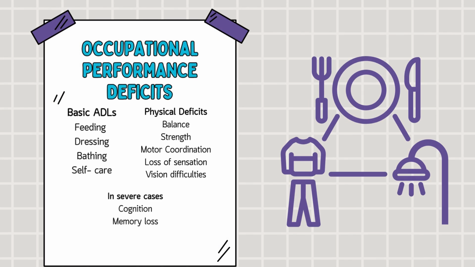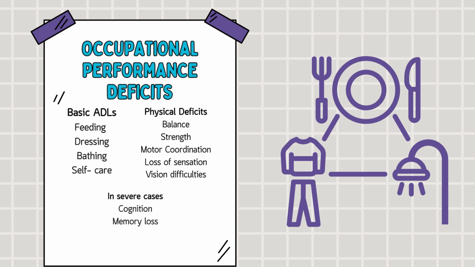Next, we have occupational performance deficits. Because weakness is present, and balance, vision, coordination, and memory are affected by these hematomas, it is going to be a bit difficult for these individuals to complete certain aspects of their everyday life. For instance, basic ADLs like feeding, dressing, bathing, and self-care would be a tad difficult for them, depending on the level of their hematomas and the side effects that they got from it.